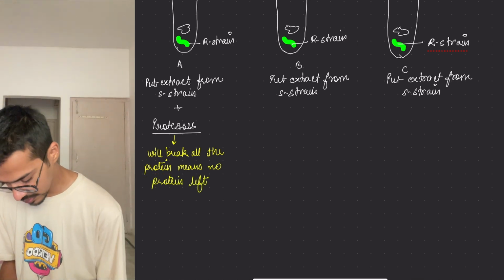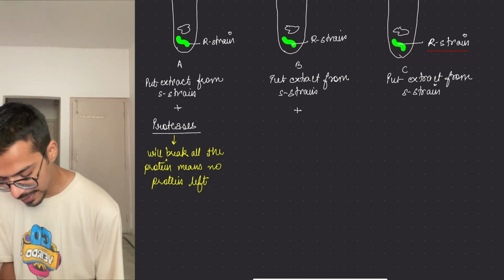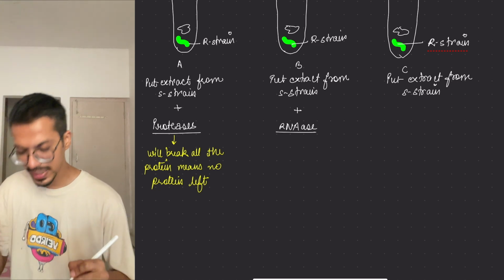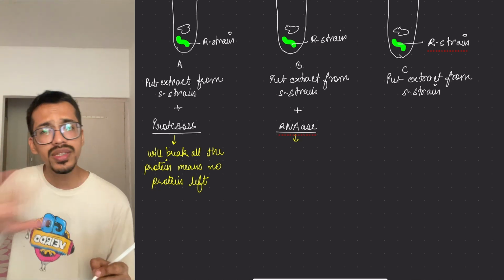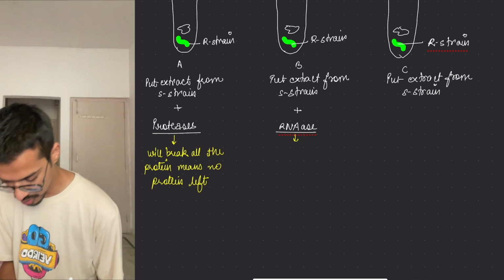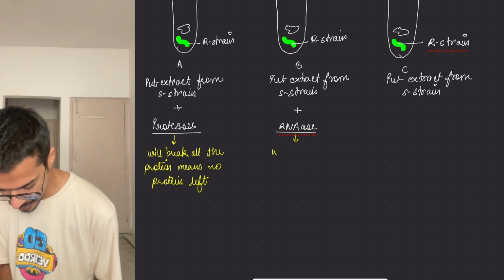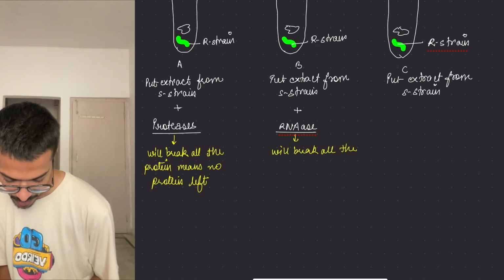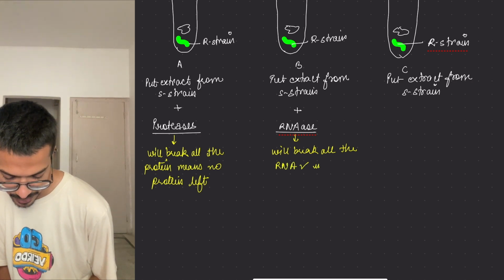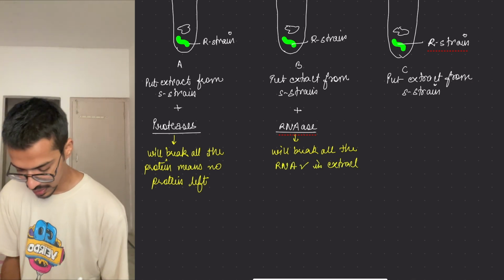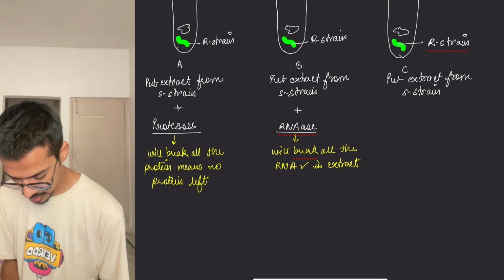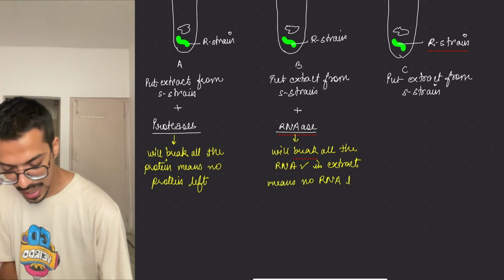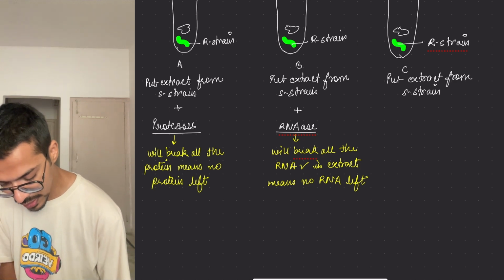The second one, I added what? I added RNAse. What is RNAse? It will break all the RNA present in the extract of S strain. Means no RNA left.